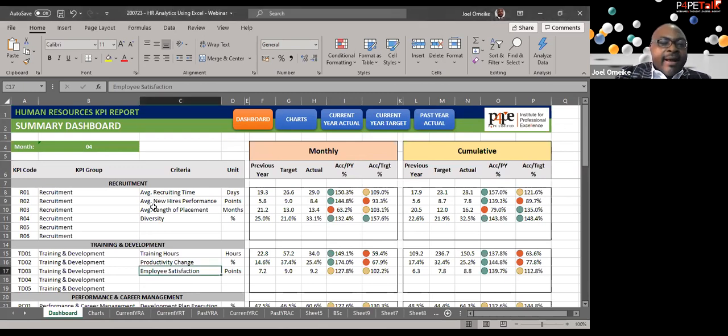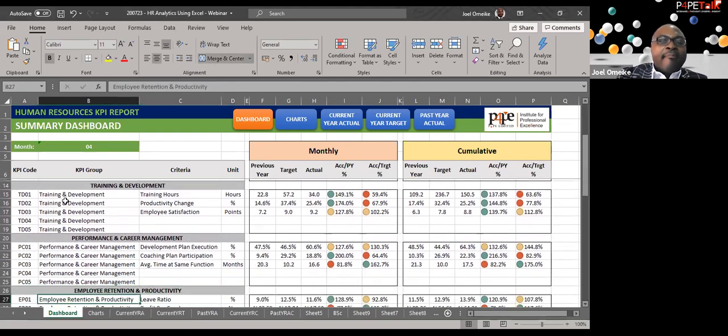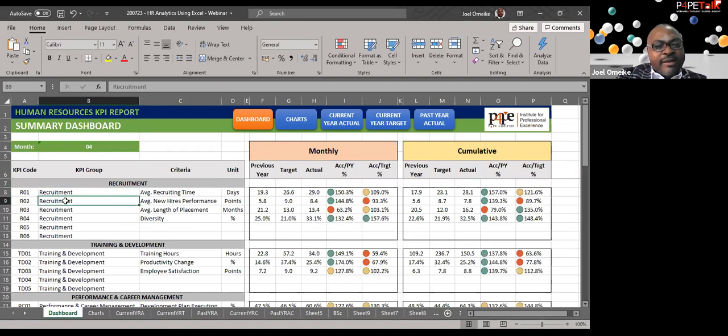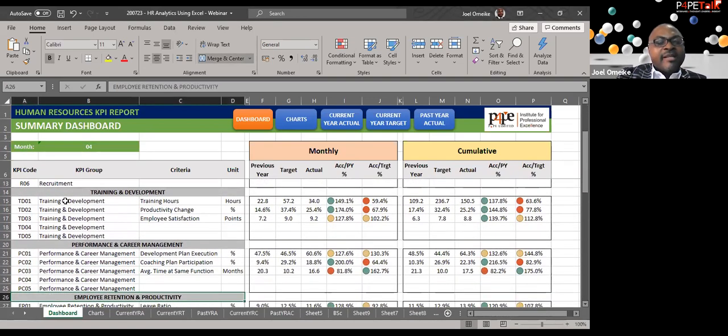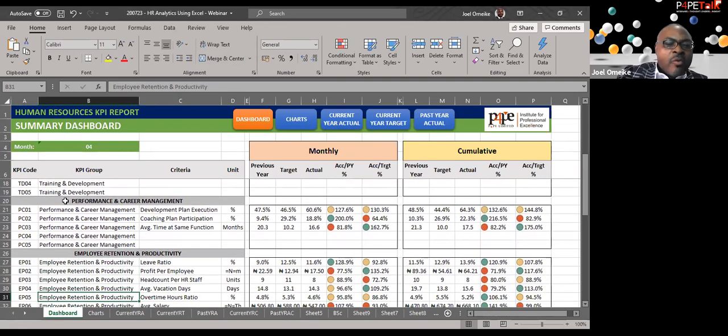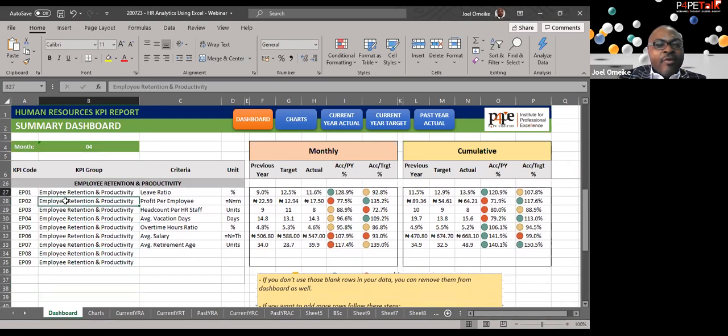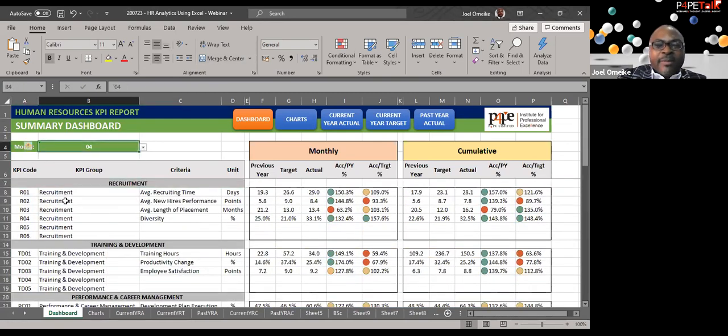So if you look at this here, the KPI, we have KPIs. We are able to track all those 5 measures I mentioned to you. Some of them are being tracked here, so you can track all of them and measure them effectively. In this particular one, for example, we're measuring recruitment, training and development, performance management and career management, employee retention and productivity. Okay, so those are the 4 that are being measured in this particular case.